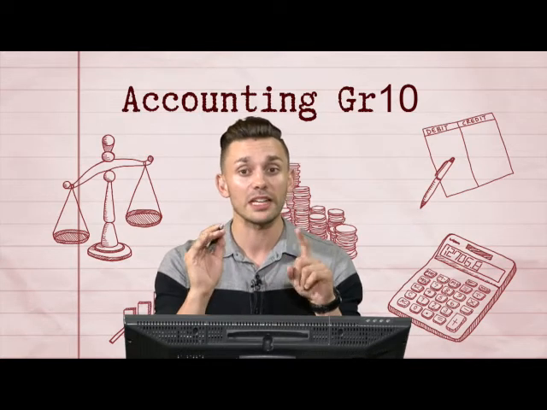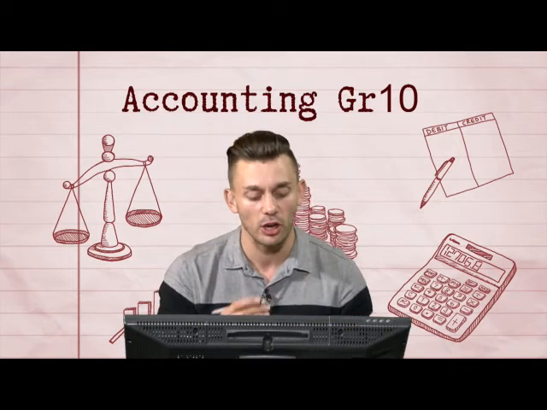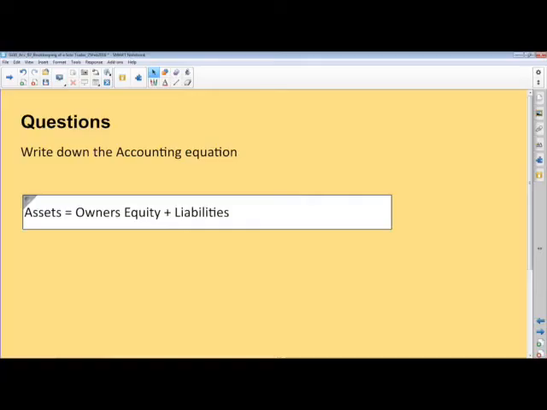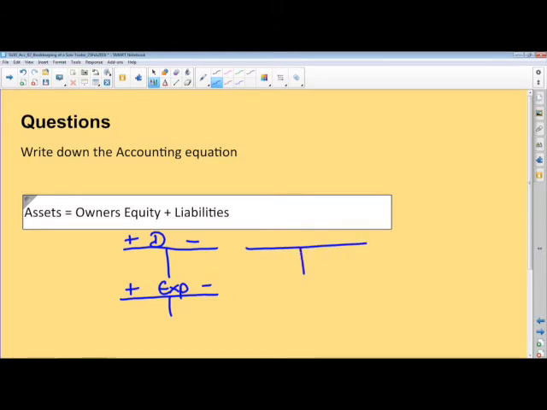Now remember, owner's equity has 4 different types of accounts. I'm going to show it on this sheet so that you can see it. You have your drawings, which is a plus minus, and your expense accounts, which is also a plus minus. Then on the other side, you have your happy account, your capital, which is a minus plus. And then you have the opposite of expenses, your income, which is also minus plus.